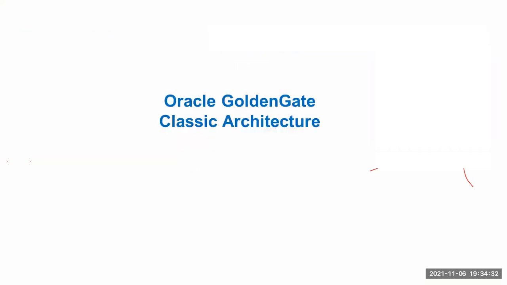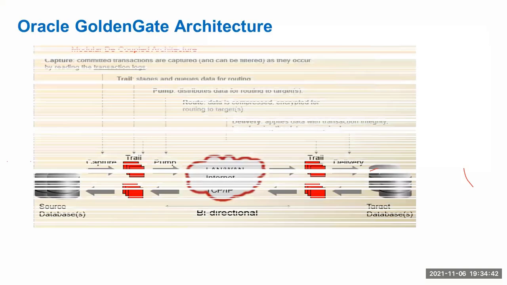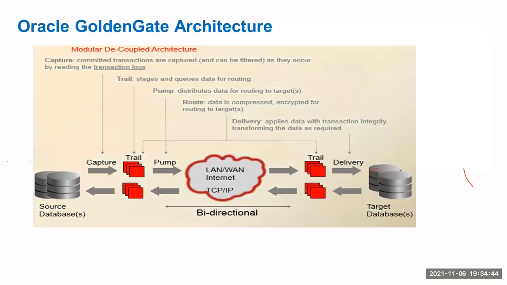So let us now discuss what the Oracle Golden Gate classic architecture is, and then we'll discuss the microservices architecture. This will show how Golden Gate works. So, how does the Oracle Golden Gate architecture look? You have a source database and a target database. Remember, the source database can be Oracle or any supported non-Oracle database. Similarly, the target database can be Oracle or any other supported, heterogeneous database.